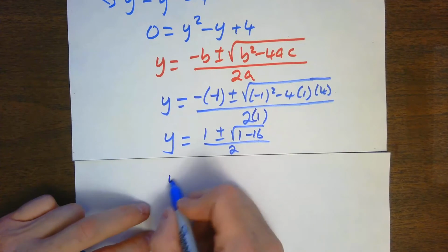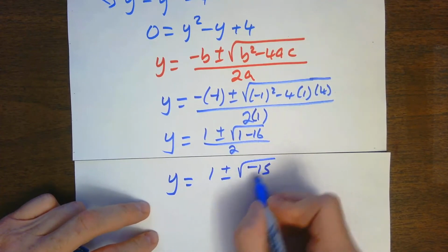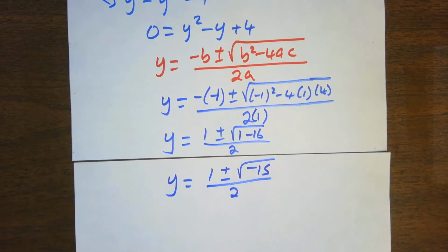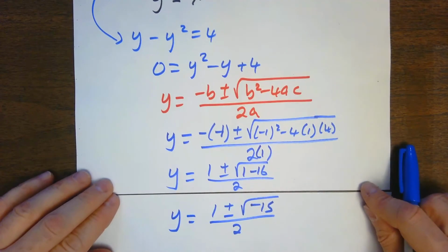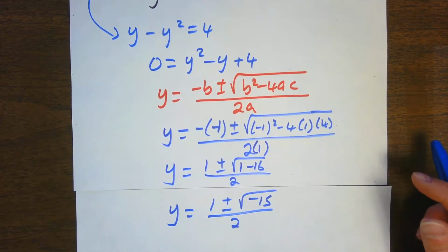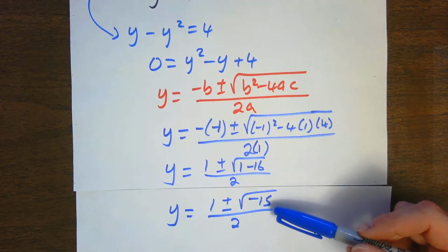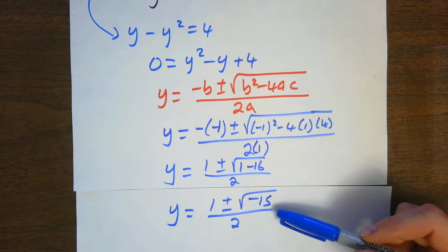Wait, let me take a closer look at this. Y equals 1 plus or minus the square root of negative 15 over 2. Oh, wait a minute. Did I do this quadratic formula right? What just happened here? Take a closer look. This problem comes to a screeching halt. The square root of negative 15. Does the square root of negative 15 exist?